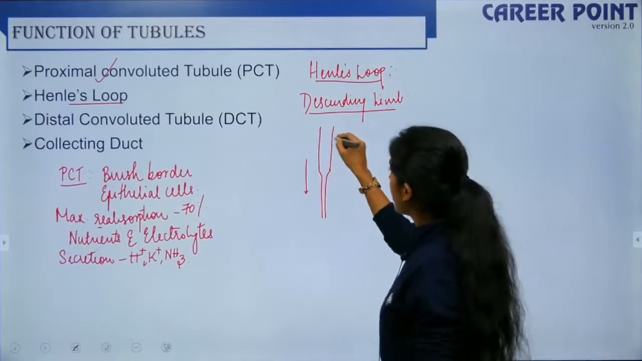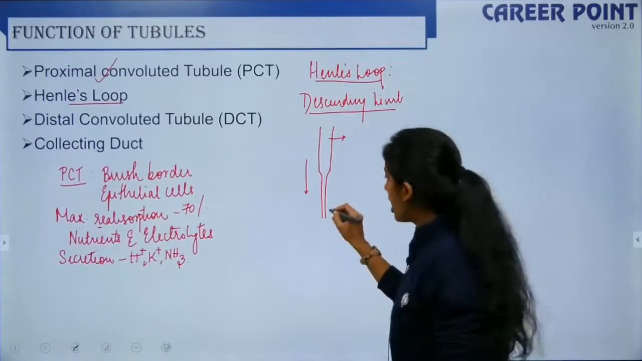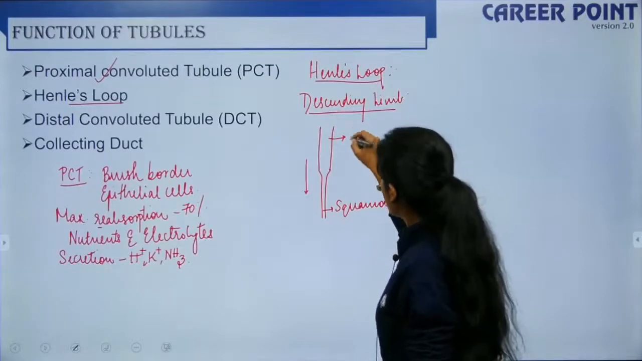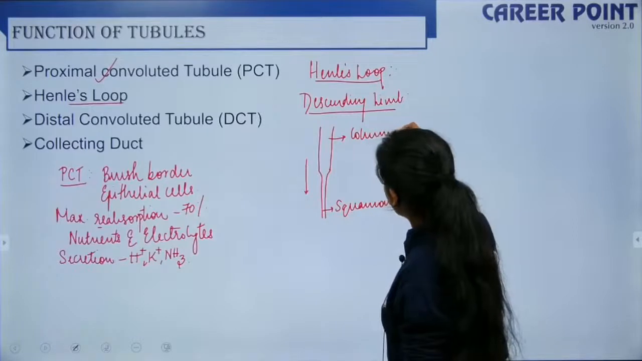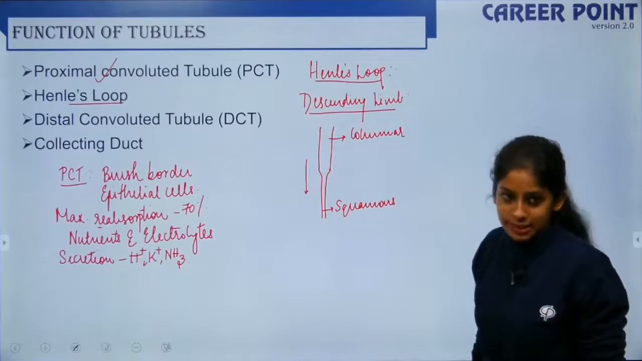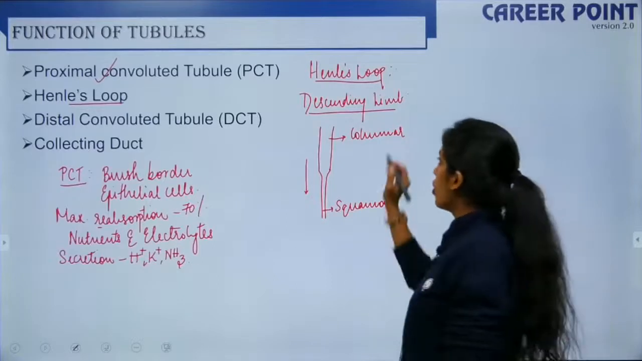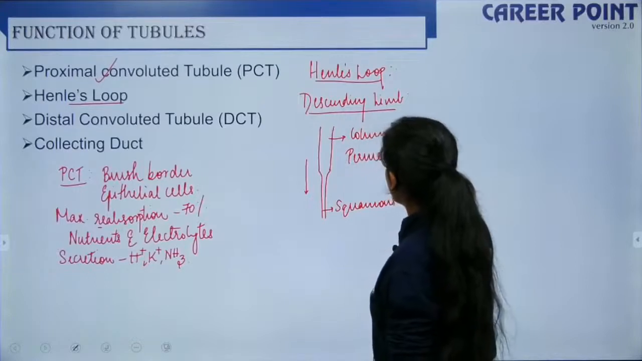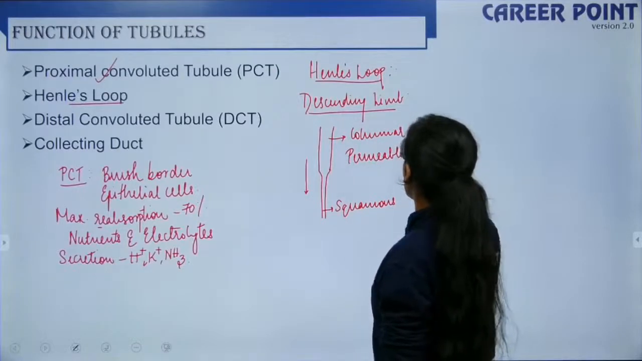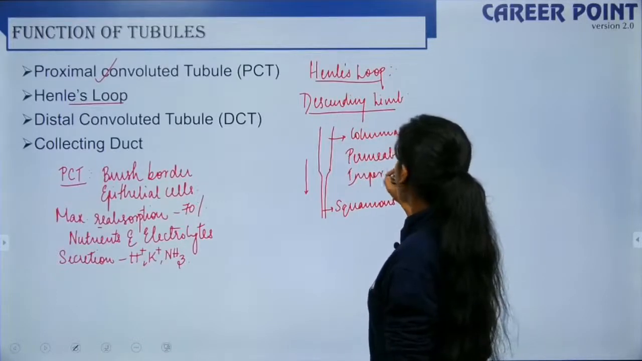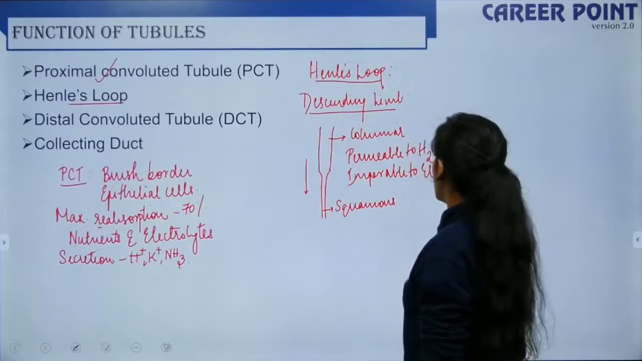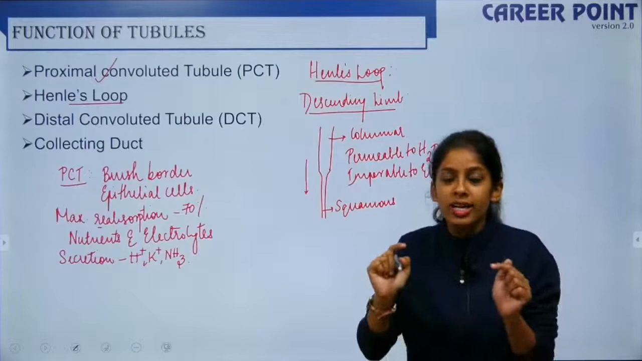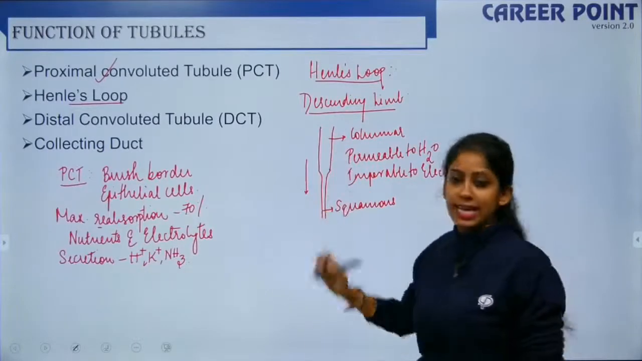So here it is made up of columnar epithelium, and here it is squamous epithelium, right? So your descending limb of Henle is permeable to water and it is impermeable to electrolytes. So what do I mean by permeable to water? Which means water can move in and out of the walls of your descending limb, right?